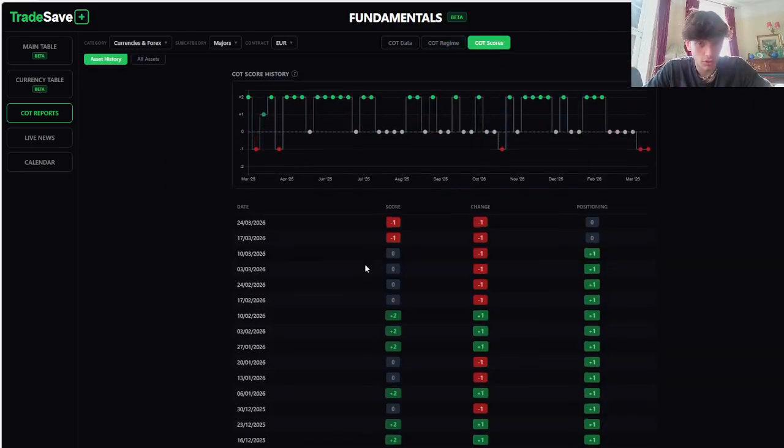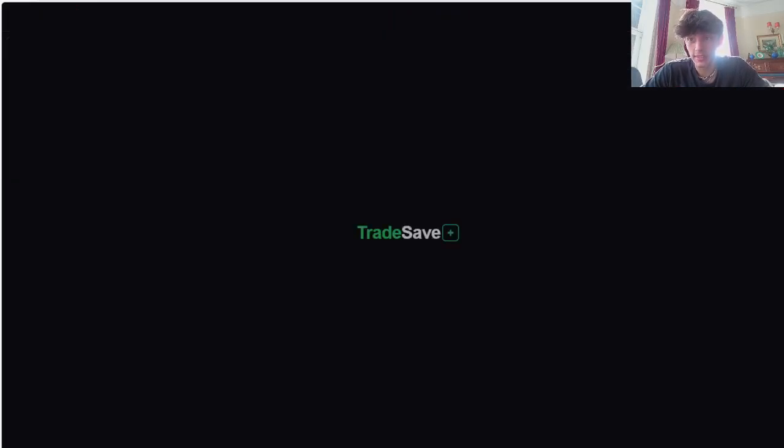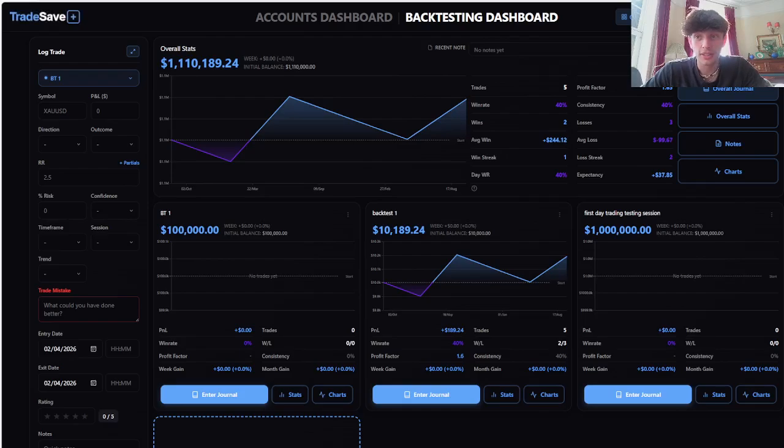You can just look at the COT scores and the history here, and then obviously all of the COT data itself, and you can change it dependent on what you trade. So you can look at all the currencies, you can change it to the metals, the energies, agriculture, the whole shebang there. But what I also use this software for is my actual journaling.